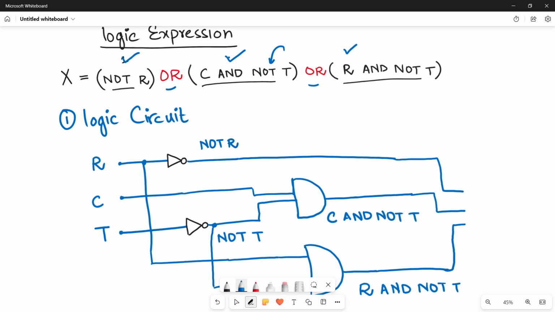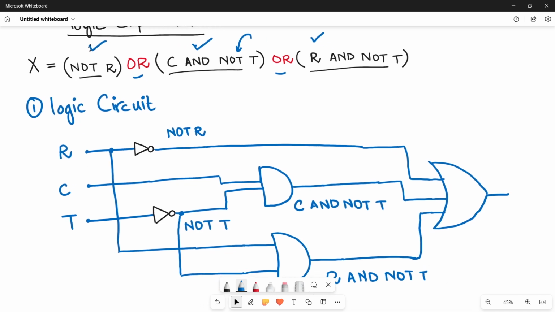You can have a 3-input OR gate. So I will be making a 3-input OR gate which is going to accept 3 inputs. The first one is not R, the second one is C and not T, and the third one is R and not T. So it will produce an OR operation between all of these 3 input lines, and then the final result will be X. So it is an OR gate with 3 inputs.